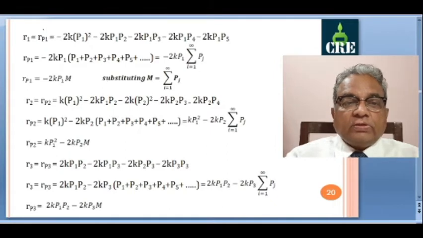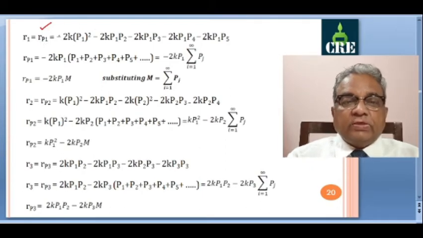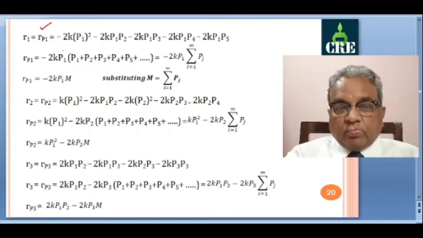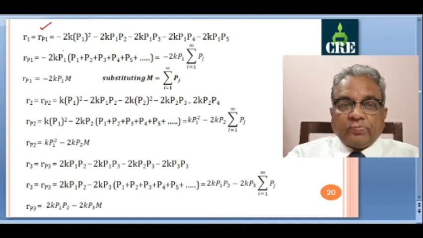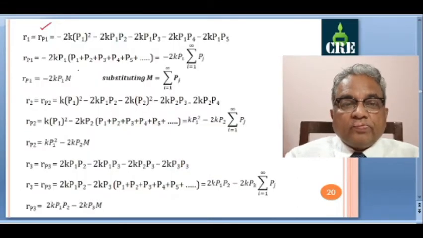We'll write R1, let us say it is rate of formation of P1 plus sign. So I am writing rate of formation. So if formation term is there, we'll write with the plus sign. If disappearance term is there, we'll write with the minus sign. So we will take the terms where P1 is appearing. So here you can see rate of disappearance of P1 is 2k P1 square. What we are writing? Rate of formation. So I will write it as minus 2k P1 square.